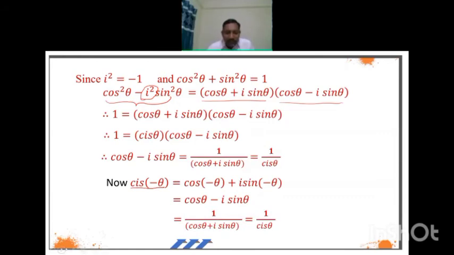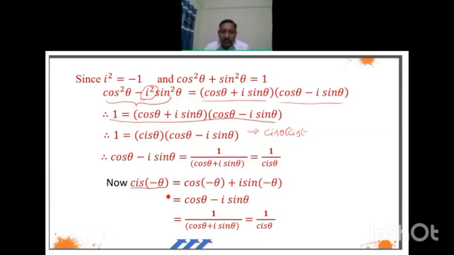Again, cis theta is equal to 1 by cis minus theta, we can write. So now this notation, cis theta into cis minus theta: from here we have seen cis minus theta as 1 by cis theta, and cis minus theta is equal to cos theta minus i sin theta. That means the first part is cis theta, the second part is cis minus theta. So in the product, each is the conjugate of the other. One is the conjugate of the other.